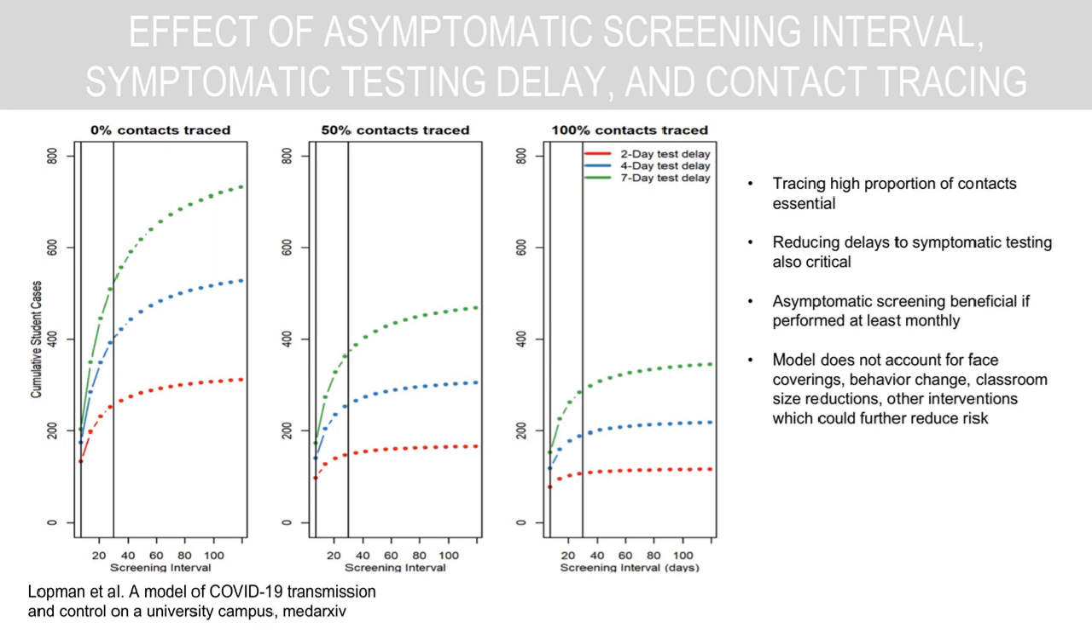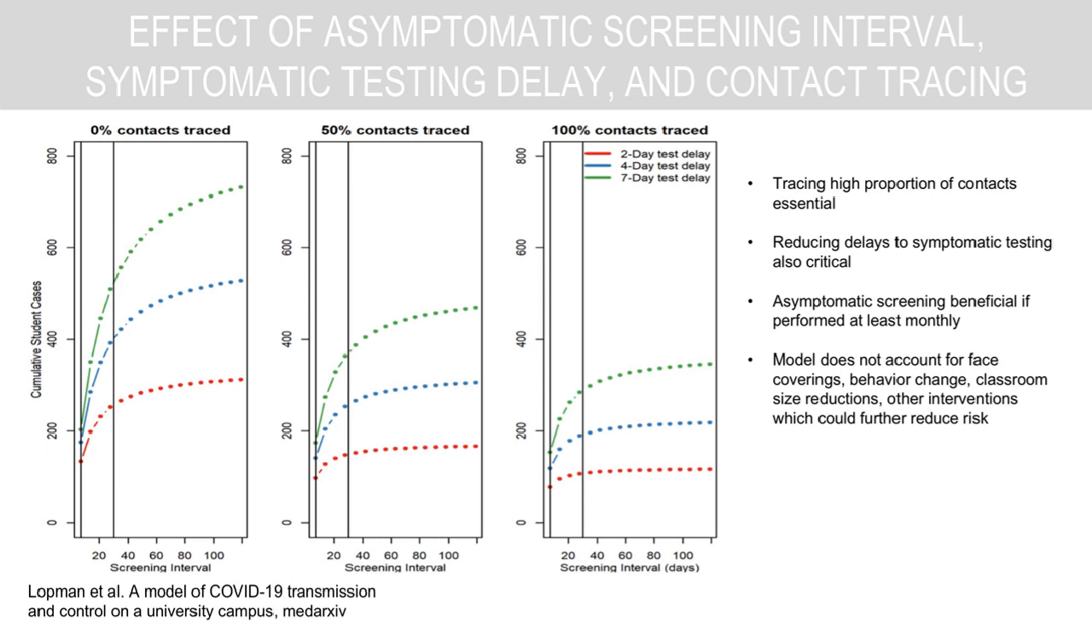And here, this is a fairly complicated slide, so I'll walk you through it. The slide shows the cumulative student cases on the y-axis. The x-axis is the screening interval for their asymptomatic screening, ranging from 20 days to 100 days. And the different colored lines show the test delays between symptom onset and seeking a test for symptomatic individuals. Now, the three boxes range from 0% contact tracing on the left-hand side, to 50% in the middle and 100% contacts traced on the right.